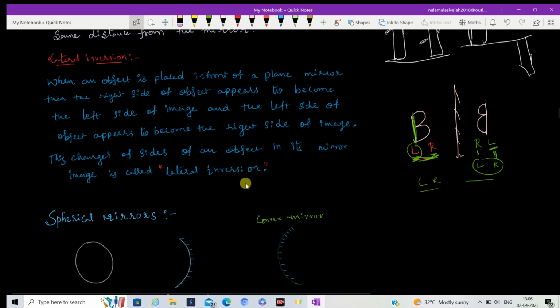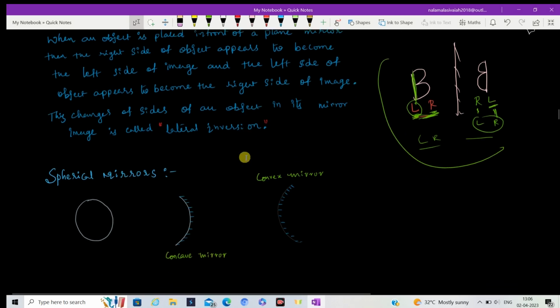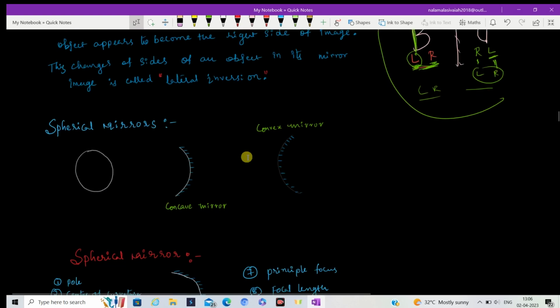So what I am trying to explain is, whatever object you place in front of the mirror, its left appears to be right, and right appears to be left side of the image. So that is the mirror image. So that is about the lateral inversion.